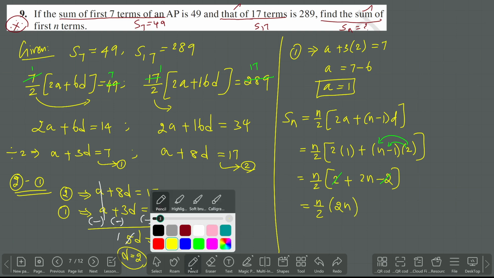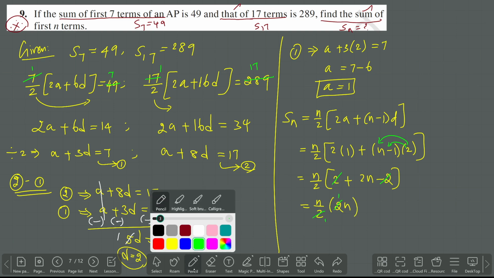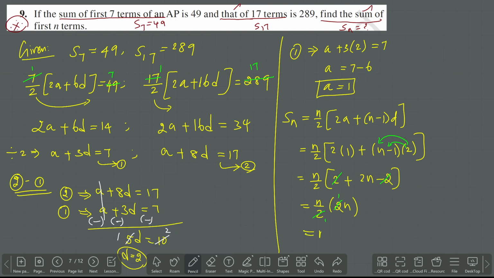What is possible to cancel? 2 one time, 2 one time, cancel. Then n into n, n square. Then the sum of first n terms of the AP is n square. That's it. The sum of first n terms of the AP is what? n square. That's what, no other.